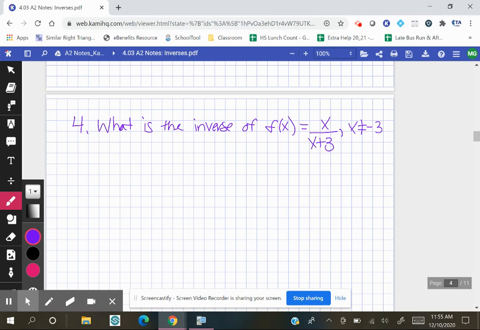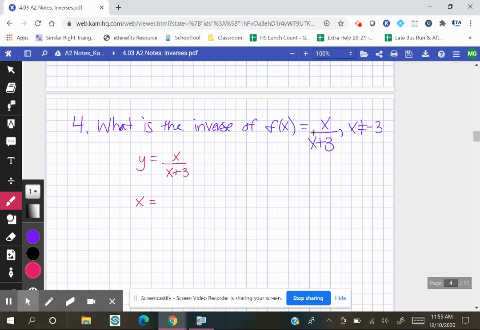But first, I'd like you guys to pause the video and do the first 2 steps on your own. So go ahead and do that. All right, so our first step is to replace f of x with y. Second step is to switch our x and our y.